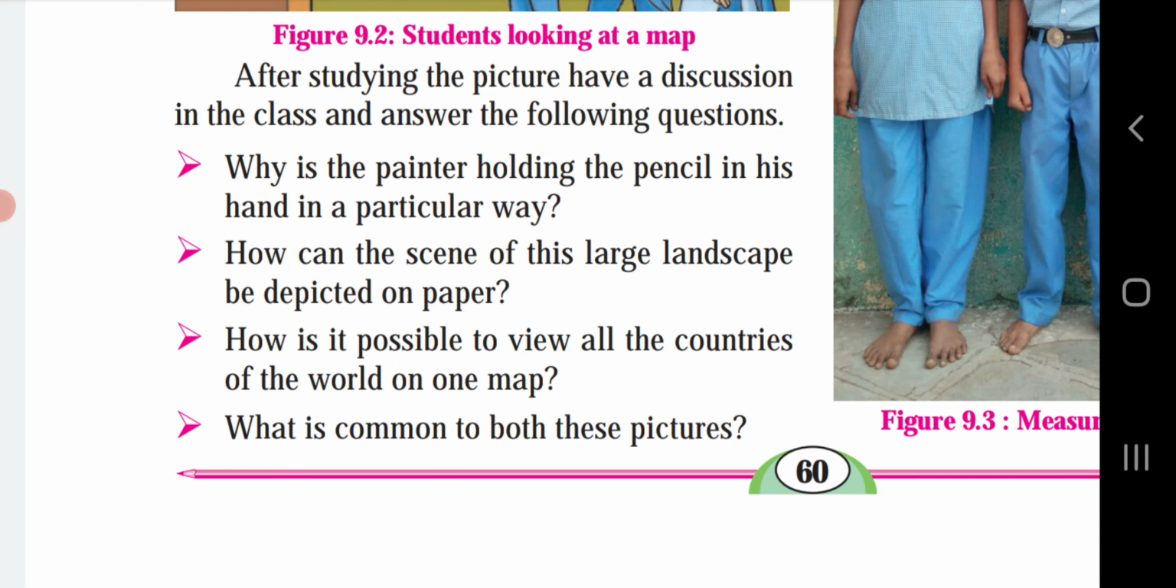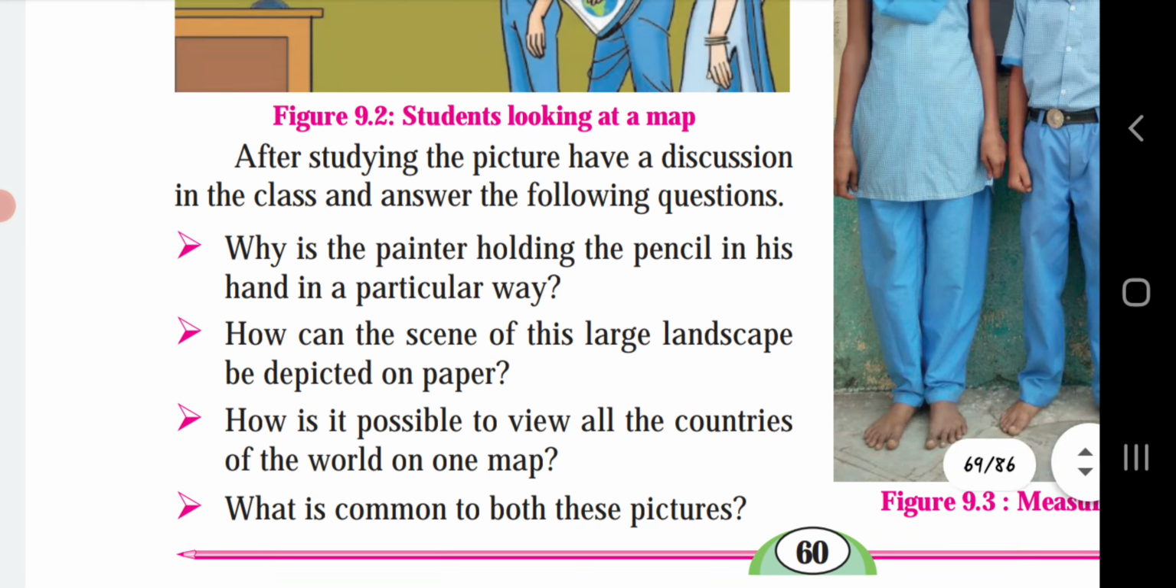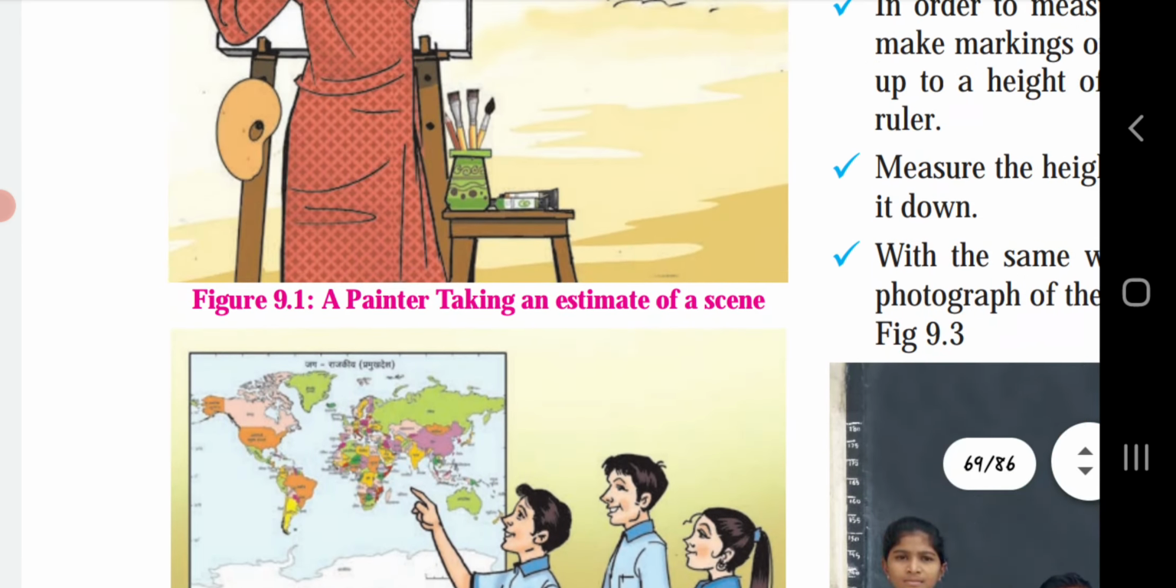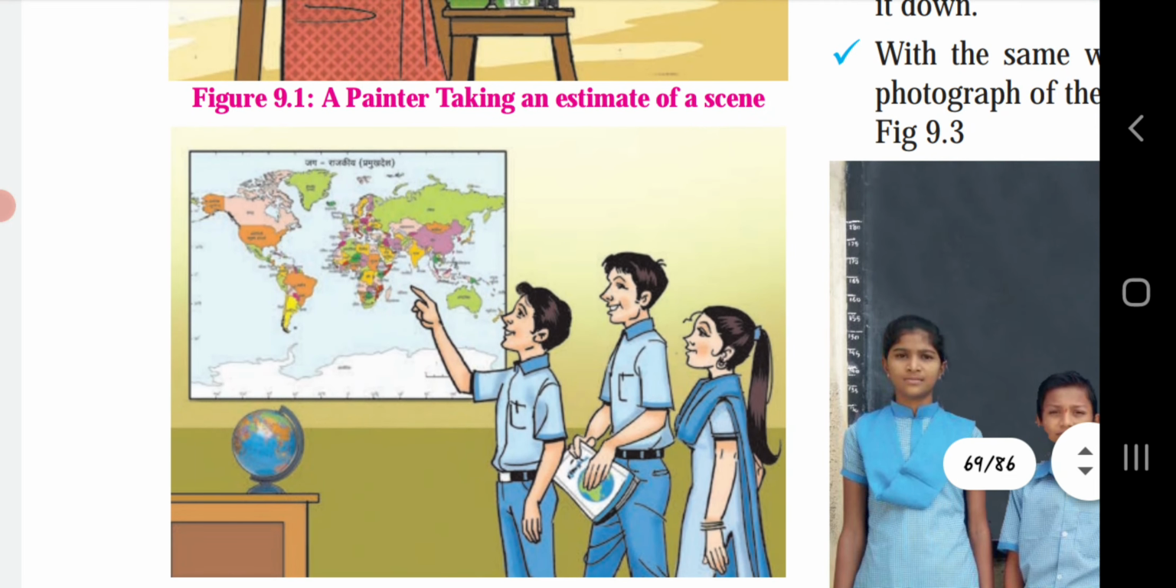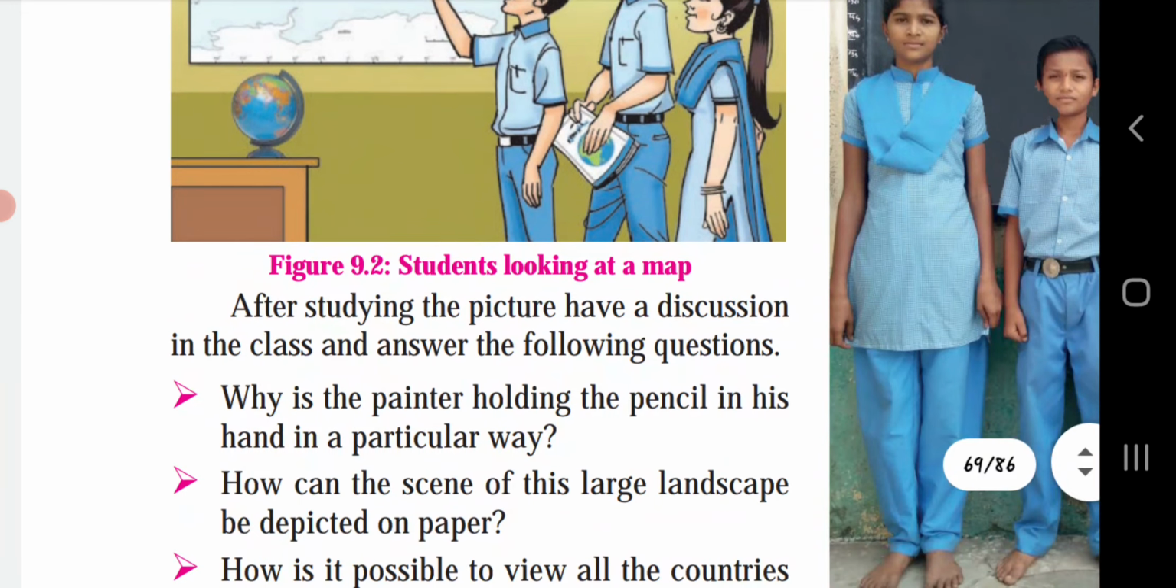What is common to both these pictures? If you observe picture 9.2 and picture 9.1, we can see the common feature of both the pictures is that a larger scene or area is reduced using a scale and represented on a paper or map respectively.